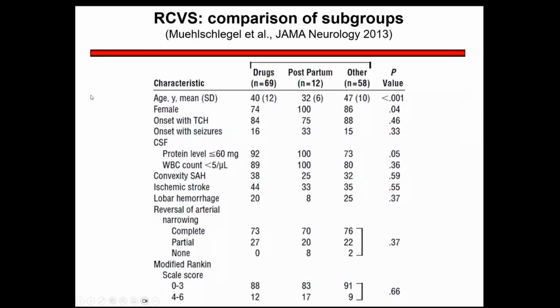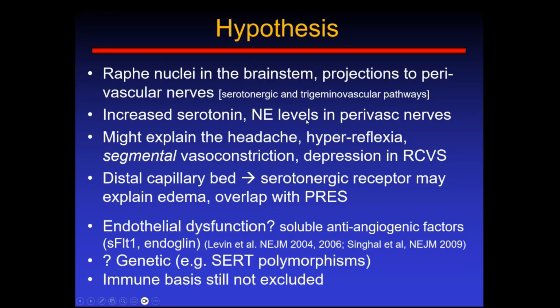Suzanne Muelstergel, who's now a professor at Johns Hopkins, and she was at MGH training, we compared the arbitrary subgroups based upon what we thought was the trigger. Really found no differences, except, of course, for age and gender, which was different in the postpartum population. But otherwise, there was no significant difference.